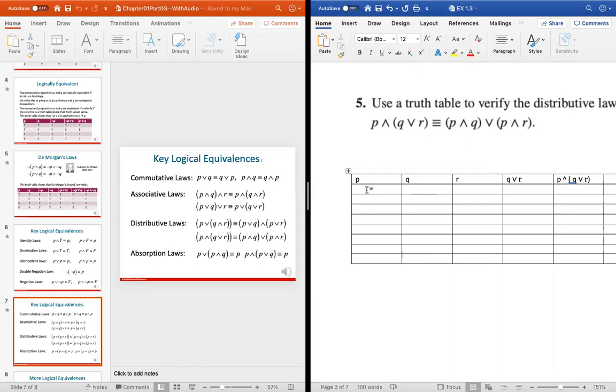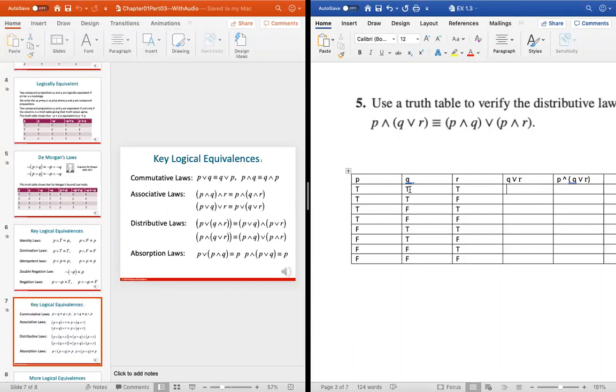So P here is going to be true, true, true, true, false, false, false, false. And then Q is true, true, false, false, true, true, false, false. Here R is true, false, true, false, true, false, true, false. Okay, so now we have this Q over here, and then we have to OR it with this R.